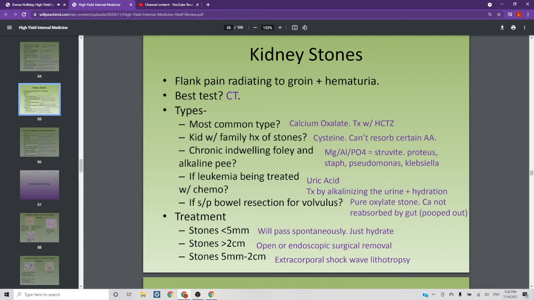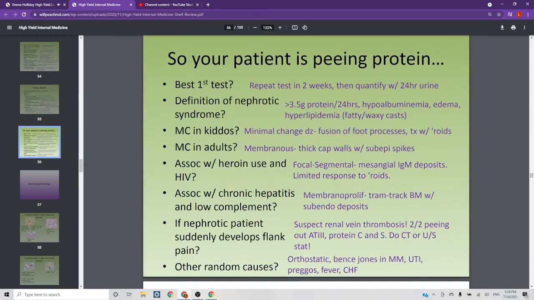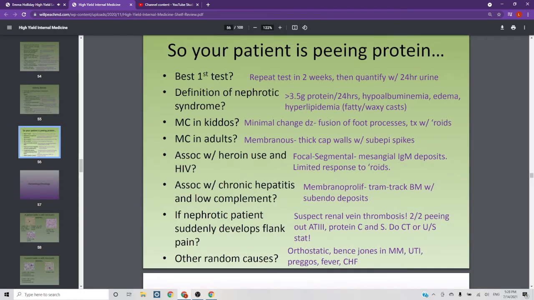Absolutely. So we know they're peeing protein, right, because their glomeruli suck. They're also peeing out clotting factors and coagulation necessary things. So renal vein thrombosis is always the biggest fear if someone with nephrotic syndrome gets flank pain. And some other random causes of proteinuria: orthostatic proteinuria, multiple myeloma, pregnancy, fever, or congestive heart disease.